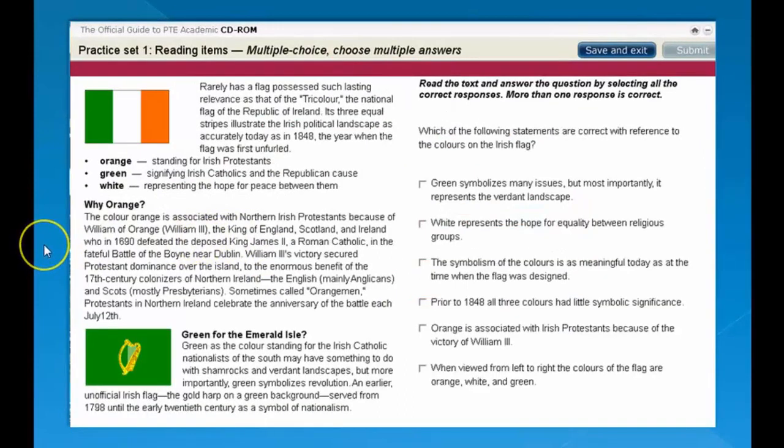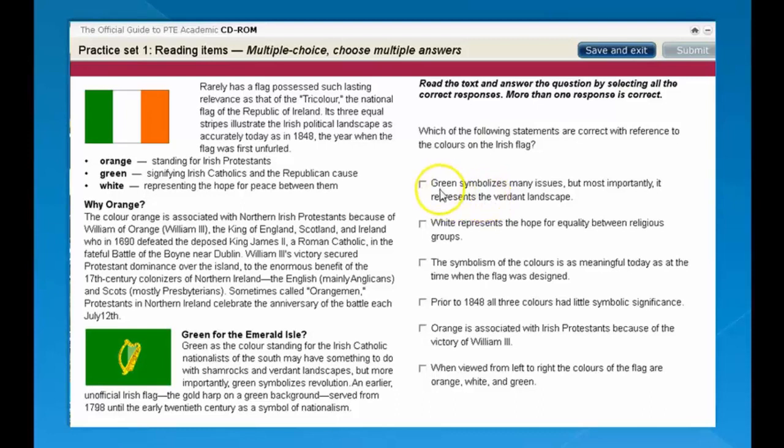Now we have multiple choice, multiple answers. The only difference from single choice is that there are multiple answers that are correct. So let's read the text and answer the question by selecting the correct responses. More than one response is correct. Which of the following statements is correct?